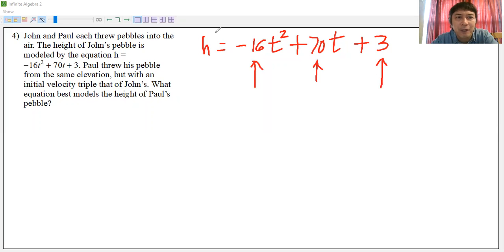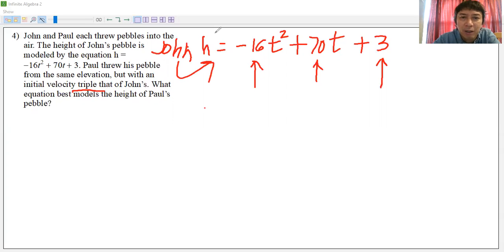Now, Paul threw his pebble from the same elevation, but with an initial velocity triple that of John's. Now, this is John's. That's the equation for John's pebble. Now, for Paul, it's triple that of John's velocity. So what equation best models the height of Paul's pebble?